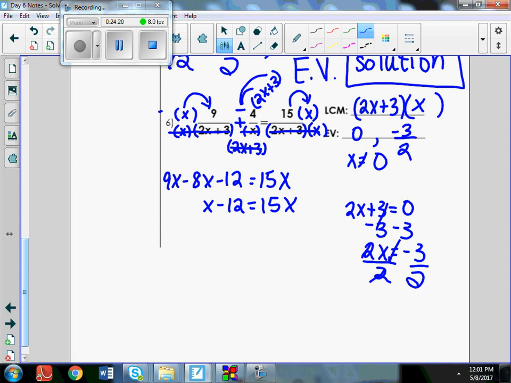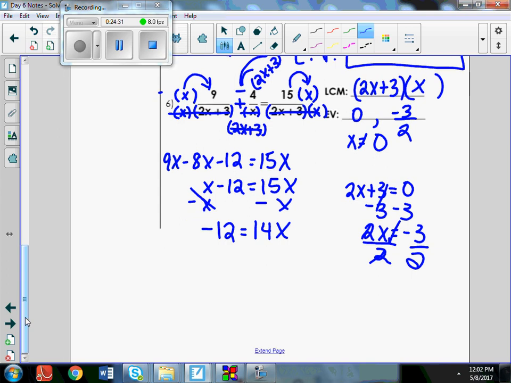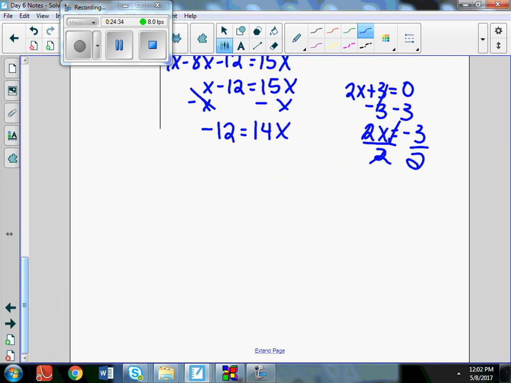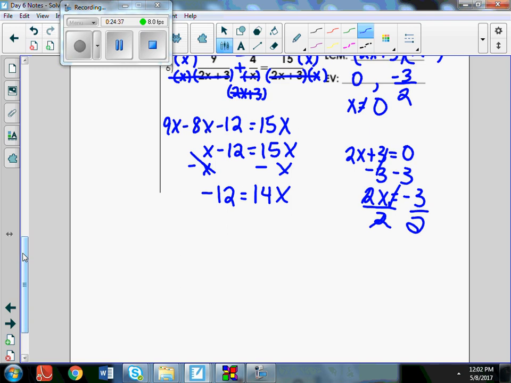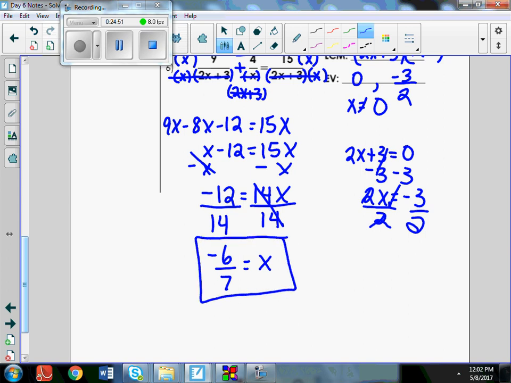Then I'm going to subtract the x to get my x terms together. So that leaves me with negative 12 equals 14x. Now what do you do? Well, you want to get the x by itself. So which number do you divide by? The 14. Because I want to get x by itself. And then I just reduce. So negative 6 over 7 is equal to x. Is that an excluded value? Nope, because I had 0 and negative 3 over 2. So negative 6 over 7 is a good answer. You can keep that one.